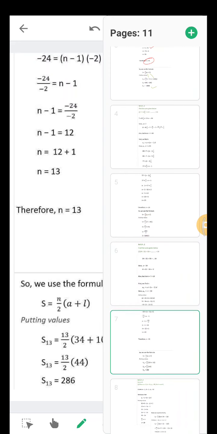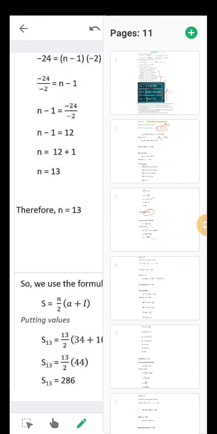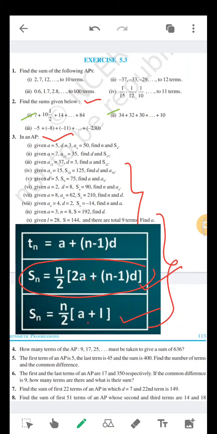Now let's continue with the next part of this exercise, that is the third question. In the third question, you can see there are around 10 bits given, and these are all very simple, and we use these three formulae in these bits again. In these bits also we use these three formulae only, so you should know when to apply which one. So let's see some examples.